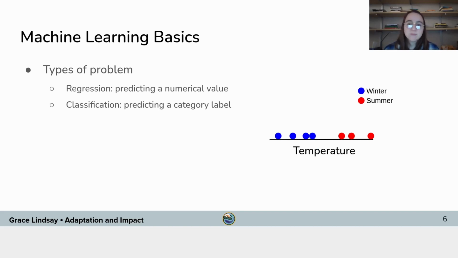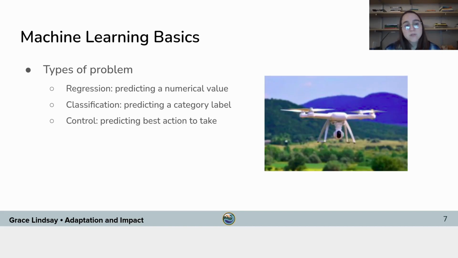We can also see classification problems in machine learning. So maybe we want to be able to classify if a certain region is in a specific season, and we could use something like temperature or a combination of temperature and precipitation as inputs, and the output would be a discrete label like winter or summer rather than a number. And there are also control problems in machine learning. So these are a little bit more complicated, but they involve predicting the best action to take within a dynamic environment. So you can imagine the algorithm that's responsible for controlling the flight of a drone needs to be able to control the drone and predict what the best action to take is to keep the drone in the air and on its right path.